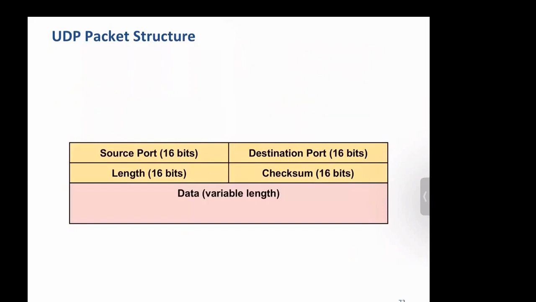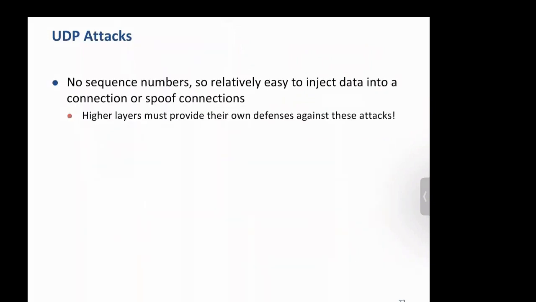Right? Okay, attacks on UDP are very simple because there is no sequence number. So an attacker can just create a UDP packet. It has to know just the source port, destination port, source IP number, and destination IP number, and just send it. It will be accepted at the other end.